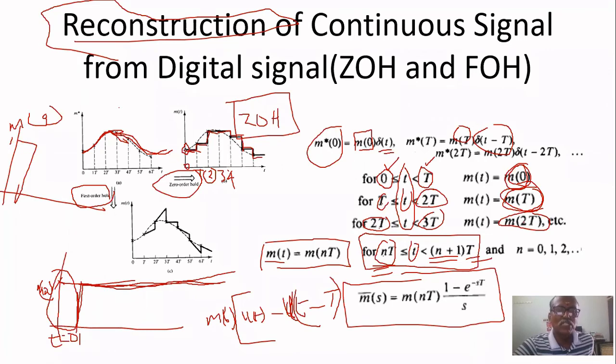So the first rectangular part you are getting. For the second, what you have to do is subtract the next step function from this step function. So when n equal to 1, it is tau to 2 tau.